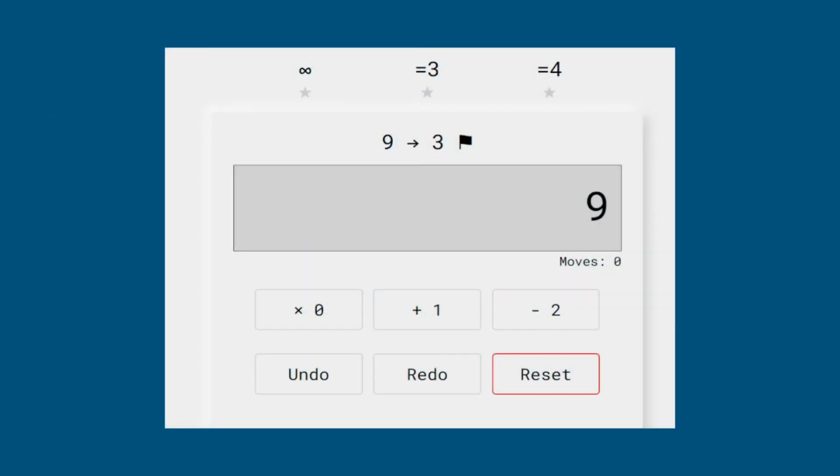In this example, our given starting number is 9 and our target number is 3. There are 3 possible stars to earn, 1 for completing the puzzle in any number of steps, 1 for completing the puzzle in 3 steps, and 1 for completing the puzzle in 4 steps. The only possible choices for operations are multiplying by 0, adding 1, or subtracting 2.